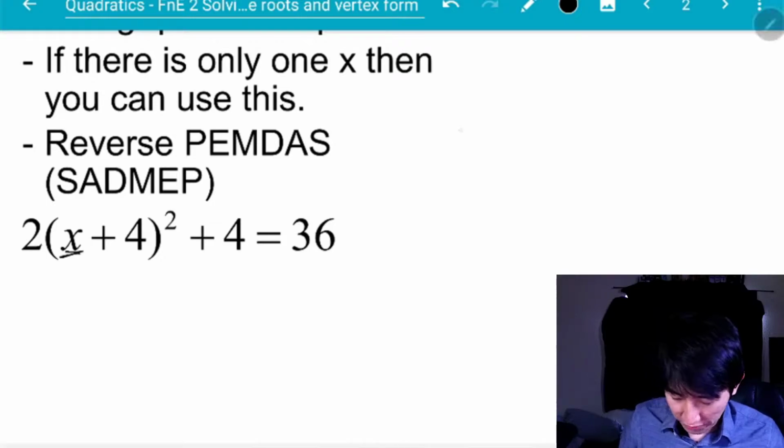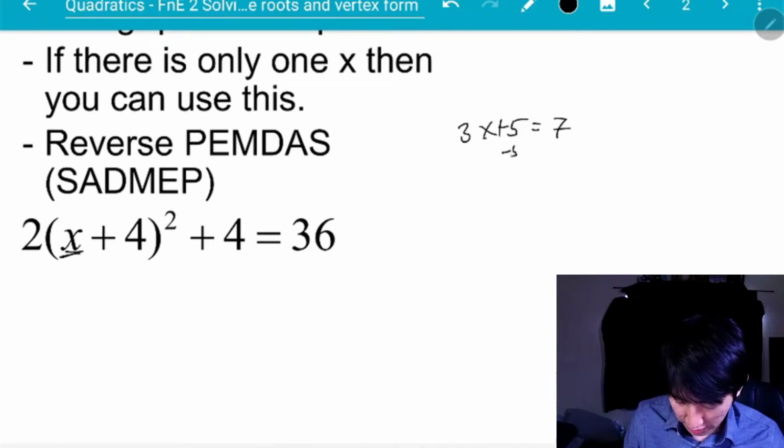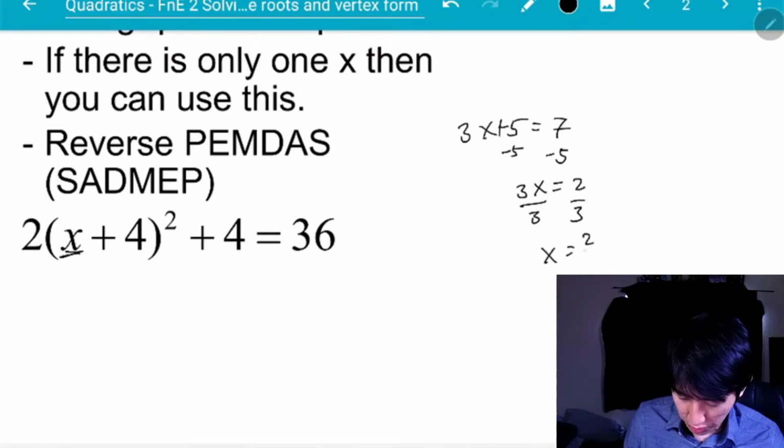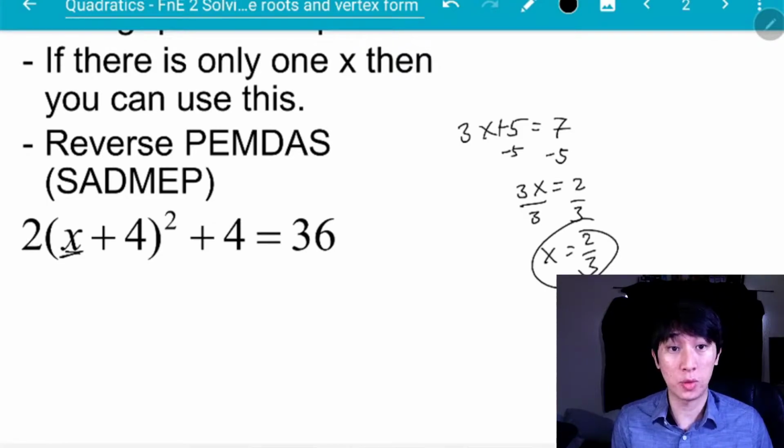For example, if I gave you something like 3x plus 5 equals 7, you could solve this easily. Just get x by itself. First minus the 5. We are left with 3x equals 2. Then we divide both sides by 3, and we're left with x equals 2 over 3. That was SADMAP or inverse operations, whichever one you want to call it.